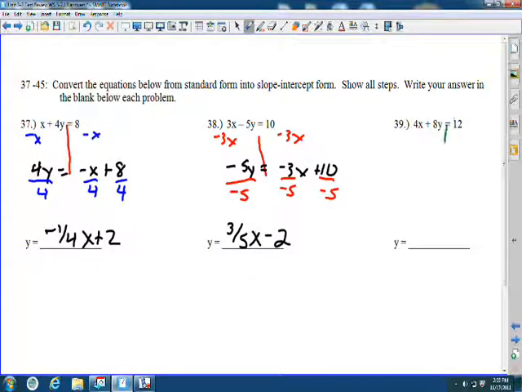Next one, subtract 4x from each side. I get 8y equals negative 4x plus 12. Divide by 8.